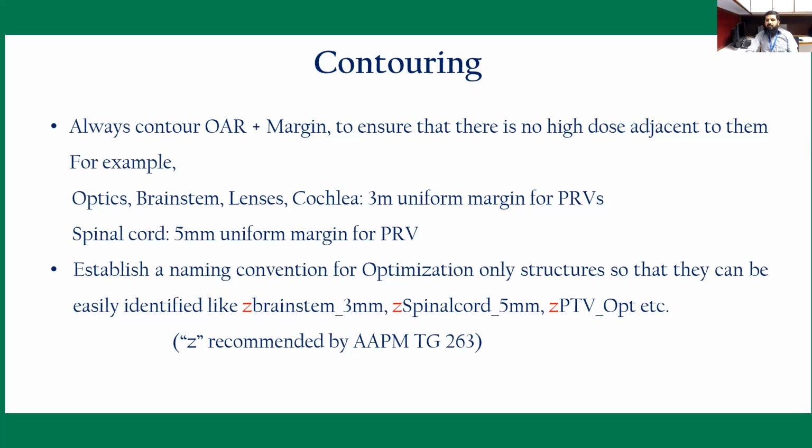If you are establishing a list of contours for optimization, then you have to identify them easily so that they are not mixed with the normal contours by the doctors. Introduce the Z number before the nomenclature so that they are all listed at the bottom of the contouring mode. The Z number is also recommended in the AAPM TG-262, so it should not create any difficulty for you or for the physician to see the contouring list.